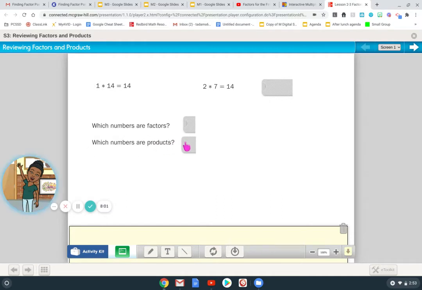Now think which numbers are products. Okay, here we go. 1 and 14, those are your factors. 14 is the product. So product is your answer. When I'm asking for the product, it is the answer in a multiplication problem. Factors are the two numbers that we are multiplying. 2 and 7 are a factor pair. 2 and 7 are a factor pair because they're factors of 14.